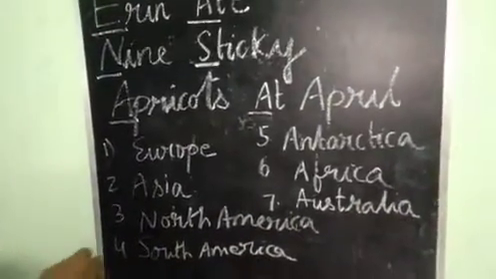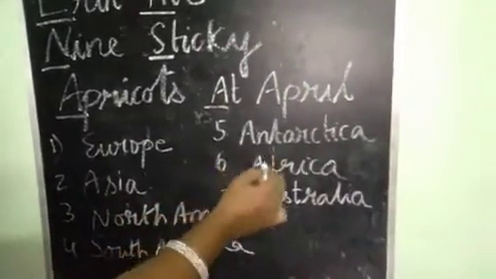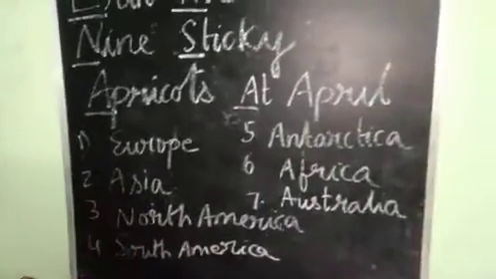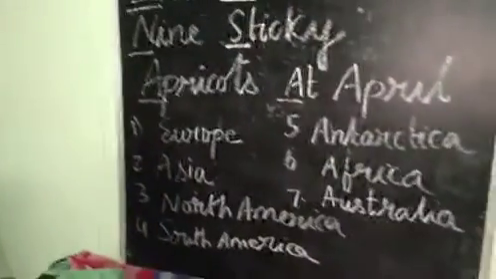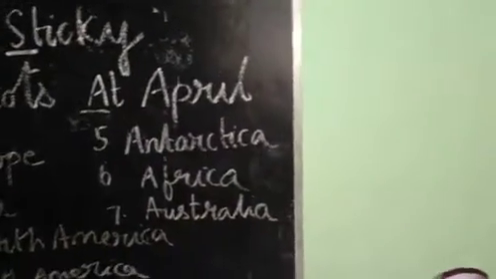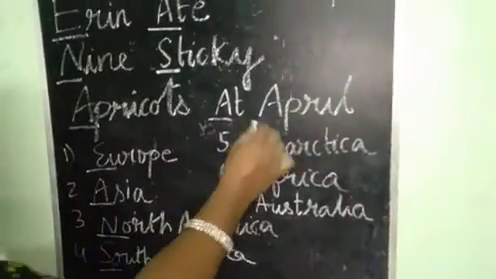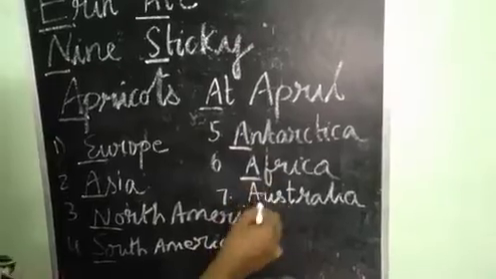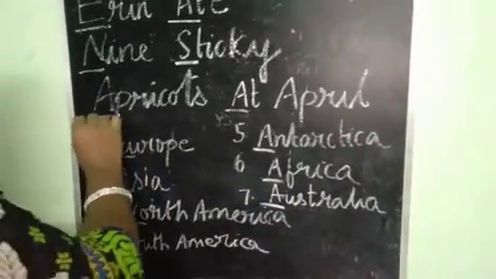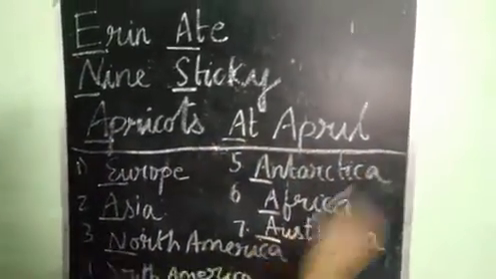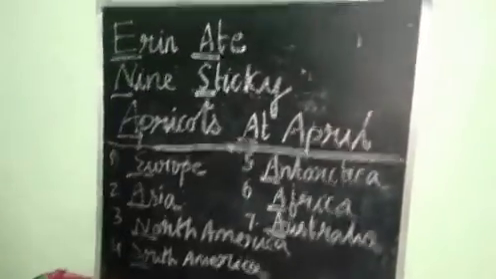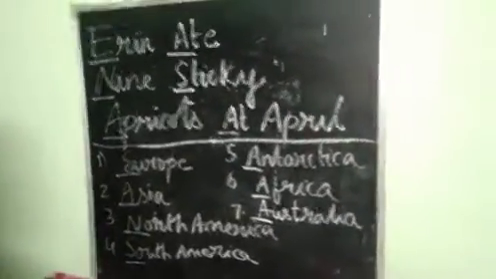There are 4 A's. 1, 2, 3, 4. 3 more, N, S and E. You can remember in that way also. Antarctica, Africa and Australia. If you want, you can copy the sentence. Erin, 8, 9 sticky apricots at April.